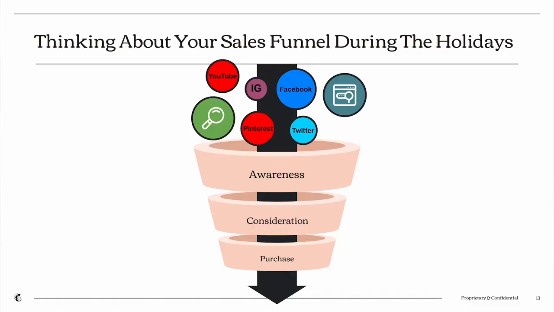Thinking about your sales funnel during the holidays. This is a very standard sales funnel. In fact, it's a very simplified sales funnel. It's comprised of 3 phases in the funnel: awareness, consideration, and purchase. So awareness is when the person is learning about your brand. They're learning about the types of products that you sell. Think about Argos's emails, they're falling in that phase of nurture.